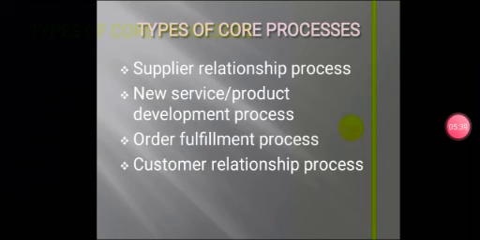Order fulfillment process. The order fulfillment process includes the activities required to produce and deliver the service or product to the external customer. Customer relationship process. The customer relationship process is also known as customer relationship management. Employees involved in the customer relationship process identify, attract, and build relationships with external customers.